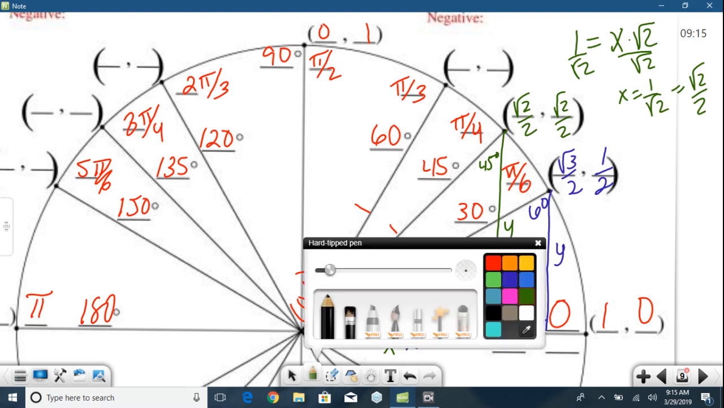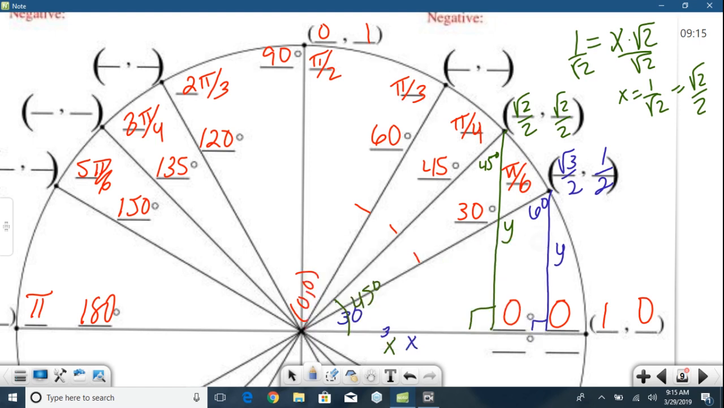So, to find that last one, what is this angle? 60. What is this one? 30. Didn't we just solve a 30, 60, 90 triangle? What happened to this one, though? It just flipped directions. So if the triangle flipped, what do you think happens to the coordinates? The coordinates flip. So there's no work to do for the third one because I've already solved it.